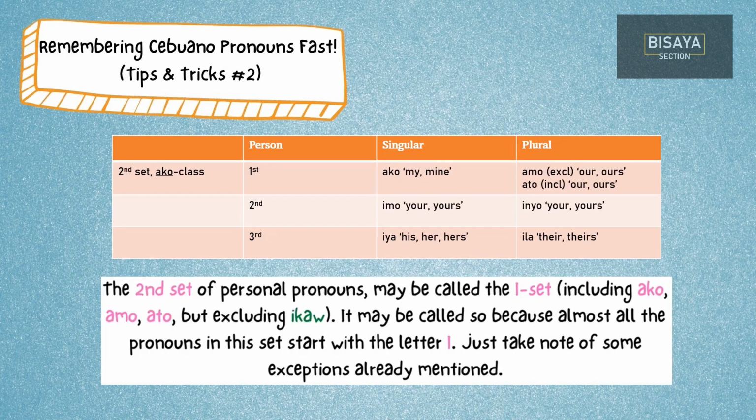Tip number 2 in remembering Cebuano pronouns fast is that the second set or the amo class can be called the I set, except for ako, amo, ato, but excluding ikaw. It may be called so because almost all the pronouns in this set start with the letter I. Notice there is imo, inyo, iya, and ila. Just take note of some of the exceptions or dimension. The ako, amo, ato, and ikaw, which should be letter I, but it's not included here.